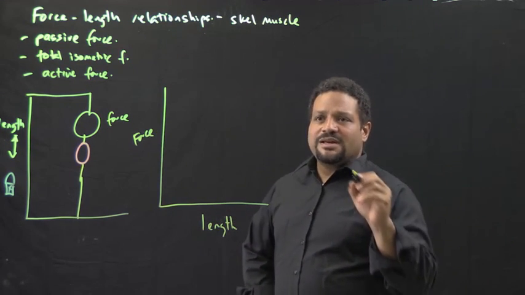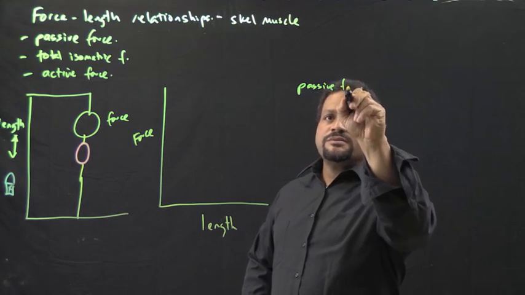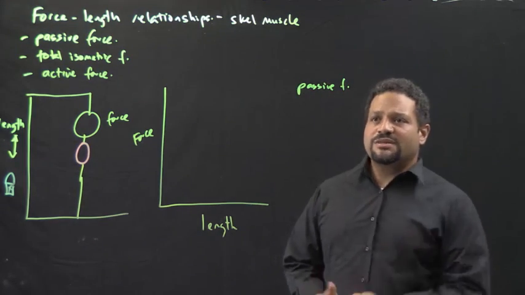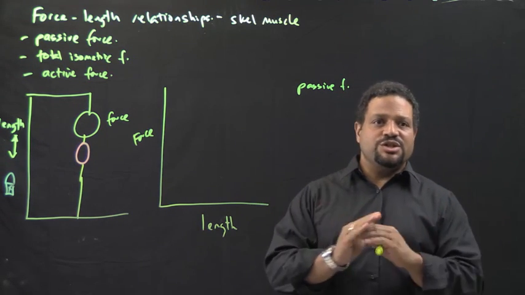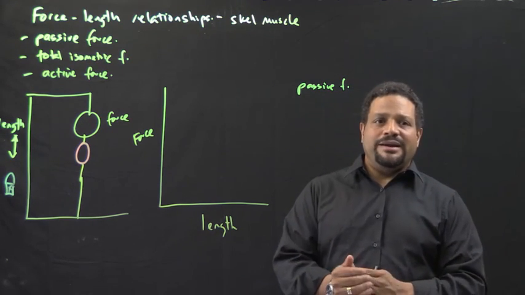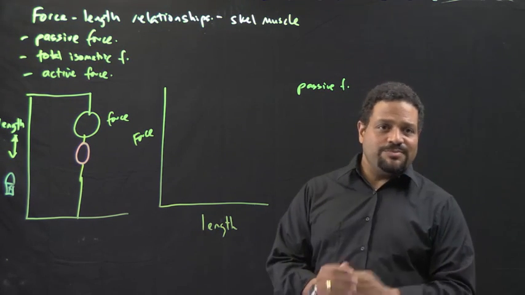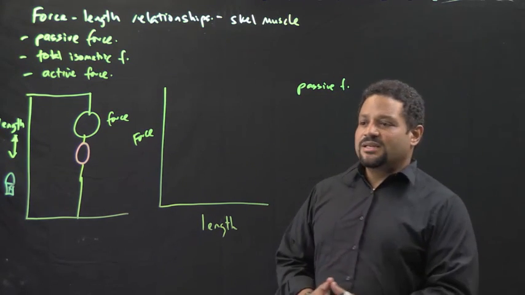The first force that we will describe is passive force. The passive force is the force that the muscle generates when it's resisting stretch. There's no active contraction here. There's no actin binding to the myosin. Okay, so this passive force is just the muscle resisting its being stretched at a certain length.